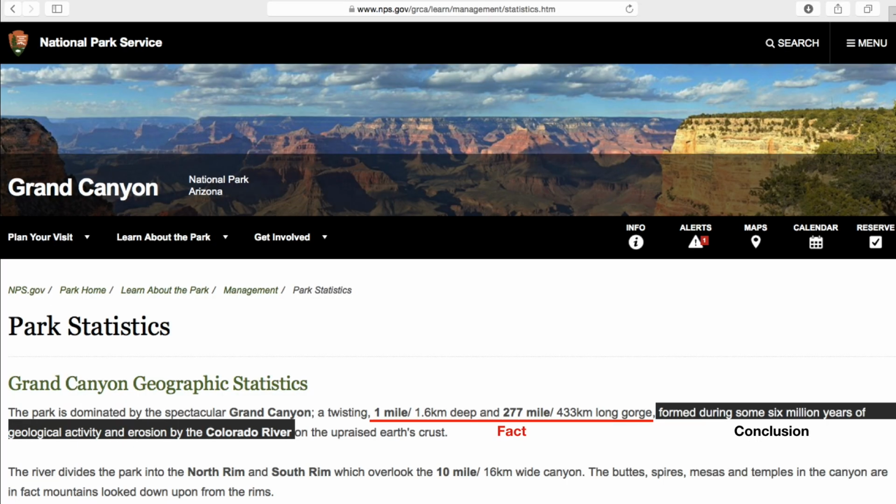Here we go. The park is dominated by the spectacular Grand Canyon, a twisting 1 mile deep and 277 mile long gorge. That's a fact. You can verify it. You can measure it. You can see it. There it is. That's a fact. Comma. Formed during some 6 million years of geological activity and erosion by the Colorado River. Now that's an interpretation. That's a conclusion. That's not a fact.